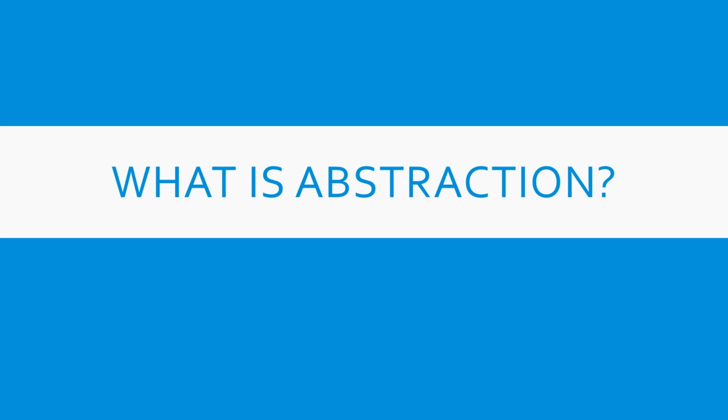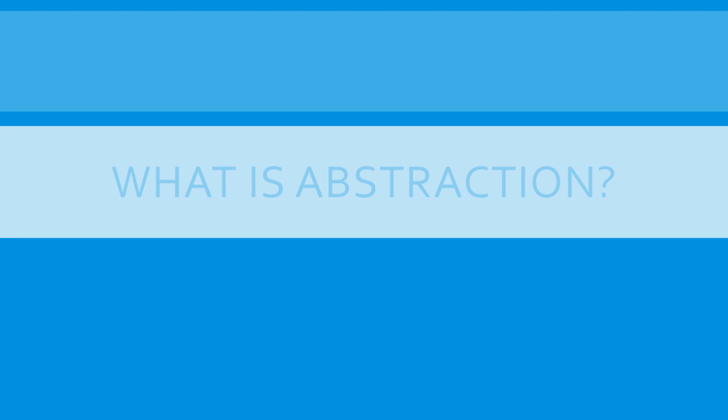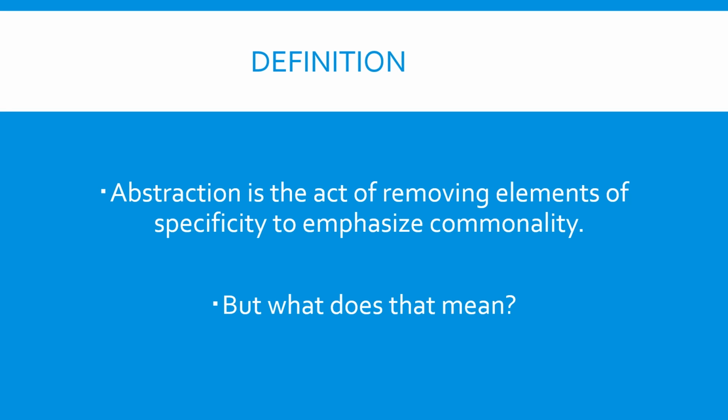Before we begin, we have to answer the question, what is abstraction? Well, the definition of abstraction is the act of removing elements of specificity from a diagram to emphasize commonality. But what does that really mean? Well, it's probably easier to explain with an example.